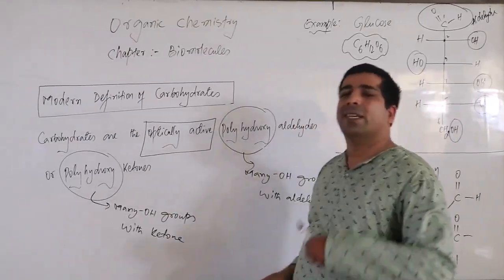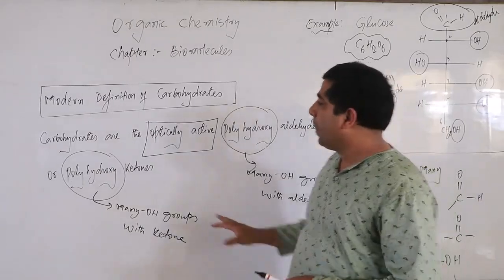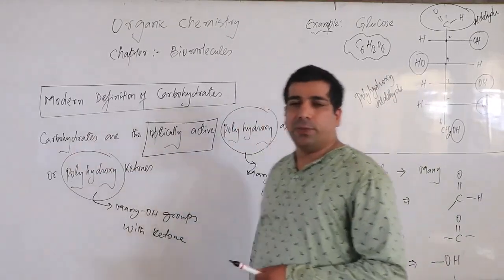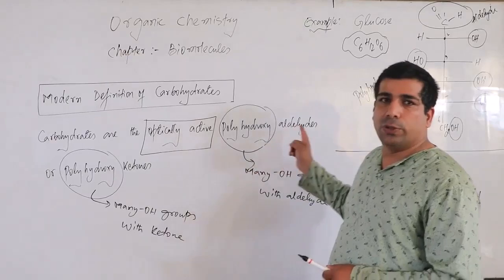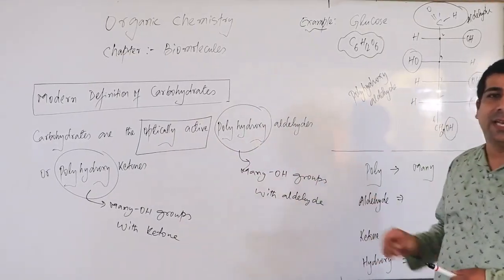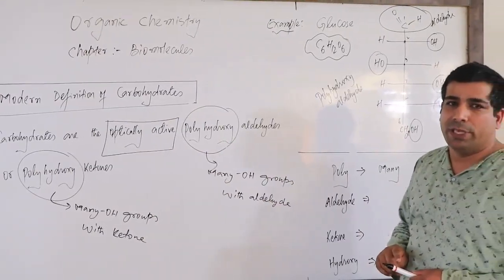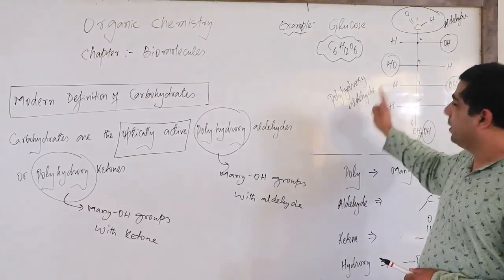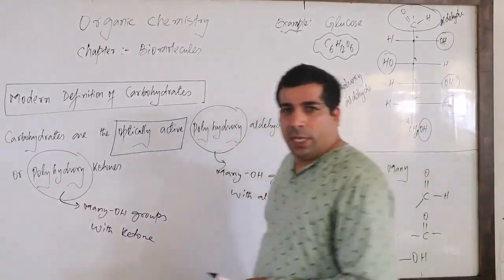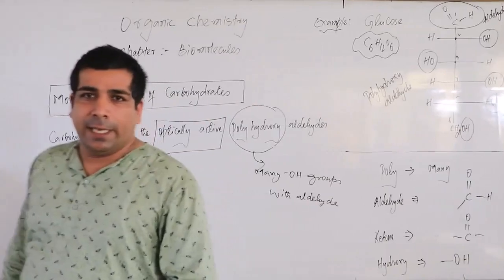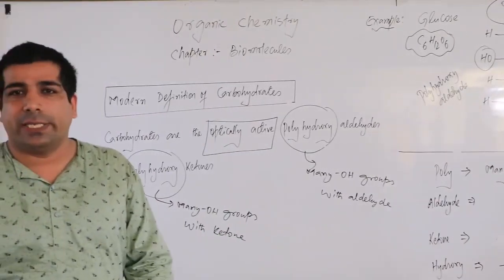And we should know that it's optically active also. That we can discuss further in this chapter, not now. So it's a carbohydrate according to modern definition. So your glucose molecule is a carbohydrate according to modern definition because it's a polyhydroxy aldehyde.